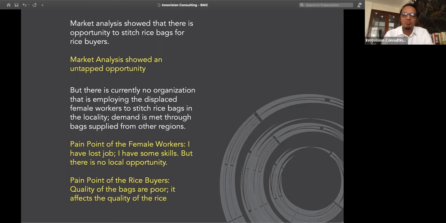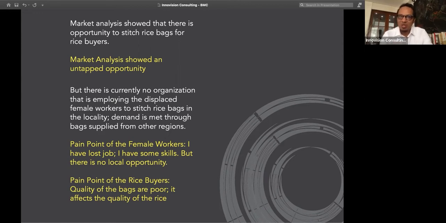So here the pain point of the rice buyers is that the quality of the bags is poor, and the pain point of the female workers is that they have lost jobs. Now, why the pain point analysis is important is because that is what will connect to the core idea that we are going to use to design a business model around the systemic constraint of interest here.